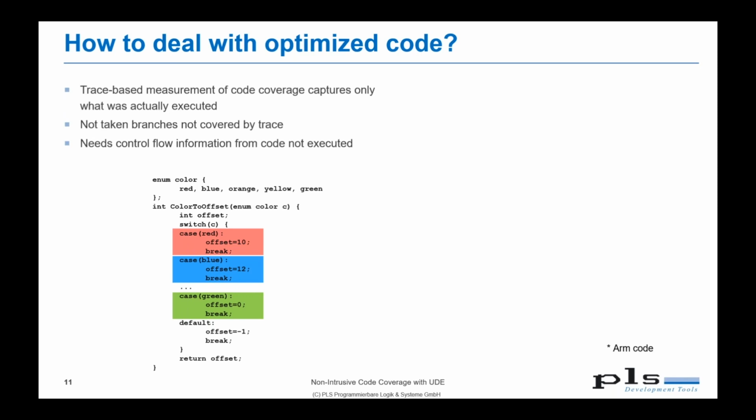If there are not taken branches present, the information about the existence must be taken from the control flow information. I said this before. So this control flow information is provided by the debug information in the ELF file, or you can look at the binaries to get this information. But this information may be incomplete, especially for optimized code.